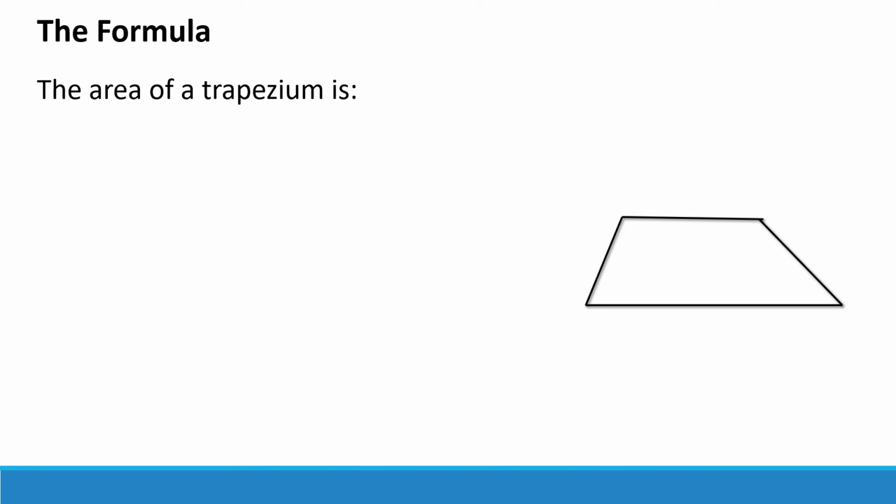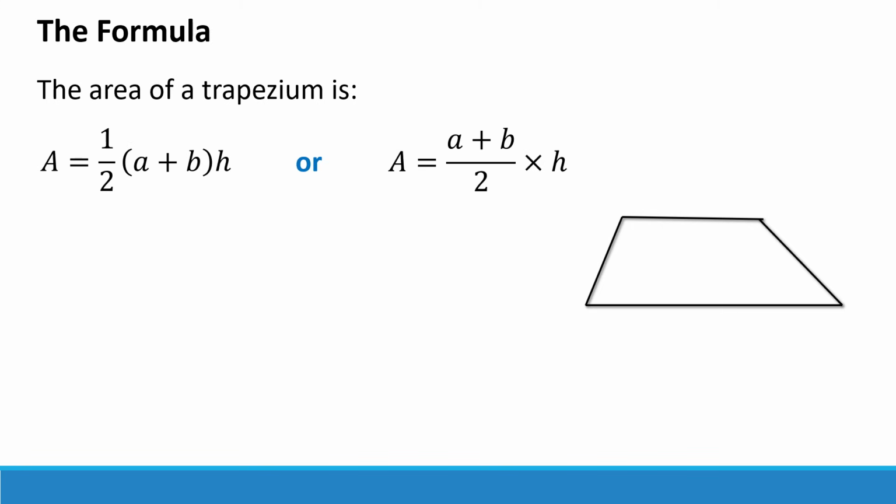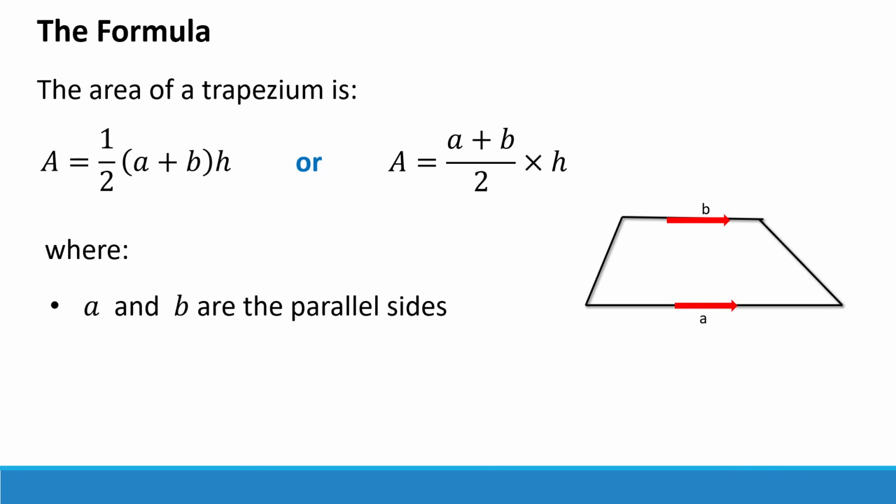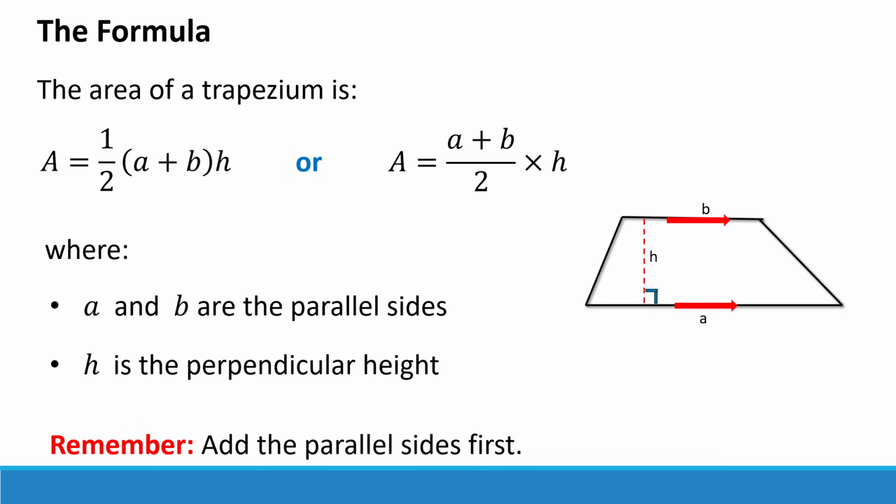The area of a trapezium is equal to 1/2 times the sum of the two parallel sides, multiplied by the perpendicular height. In the formula, A and B represent the two parallel sides, and h represents the perpendicular height. Remember to add the two parallel sides first.